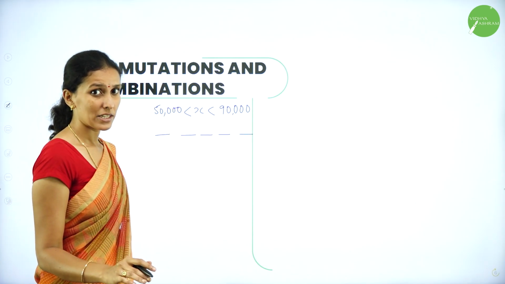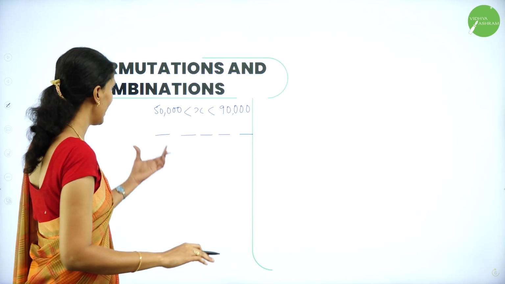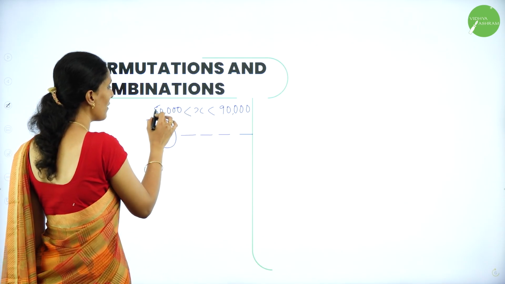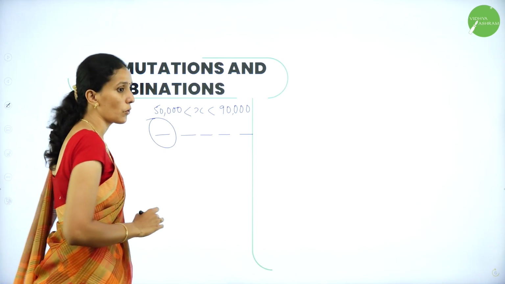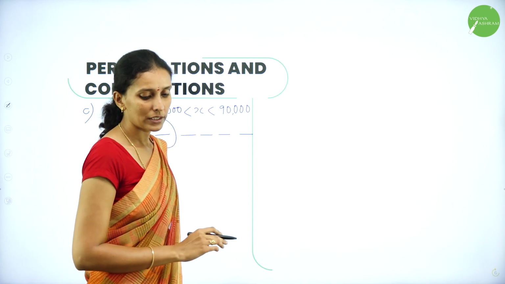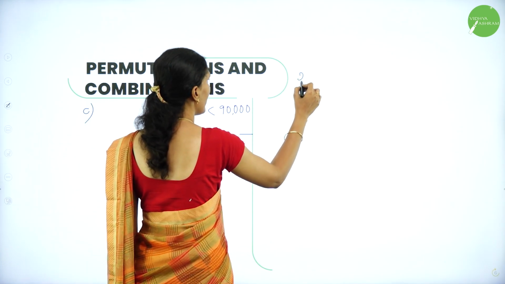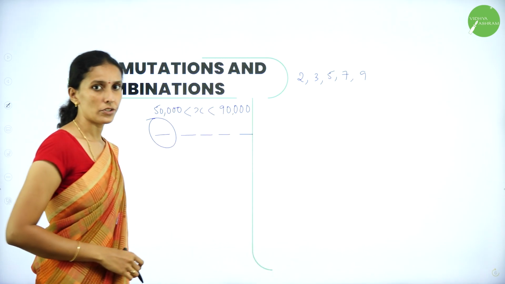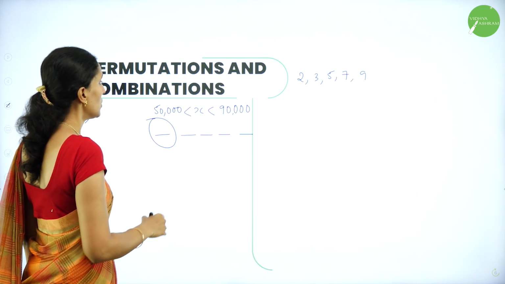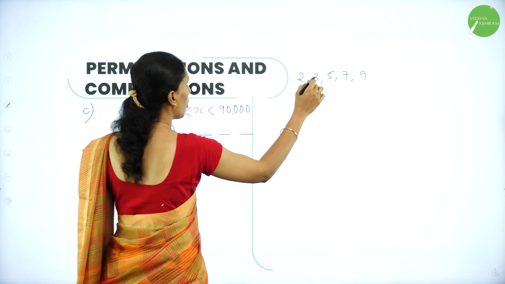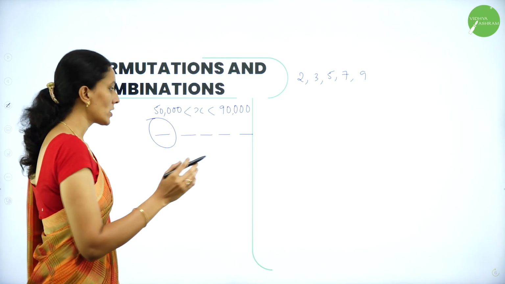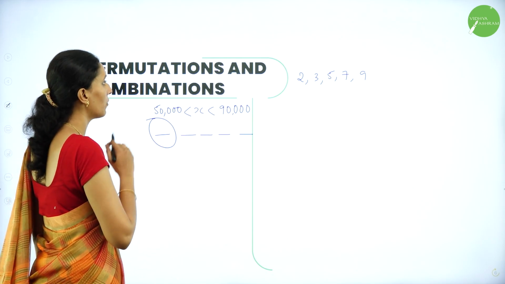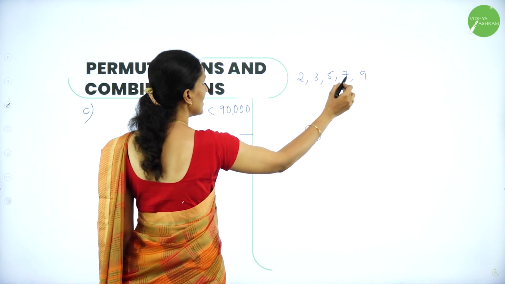Now, where is my restriction? Again I have a restriction in the first place. Greater than 50,000 means I have an option. What are the digits I have chosen there? The digits are 2, 3, 5, 7, 9. So I cannot put 2, I cannot put 3. Why? Because the number would be less than 50,000. The number must be greater than 50,000. Therefore, the choices here are 5, 7, 9.